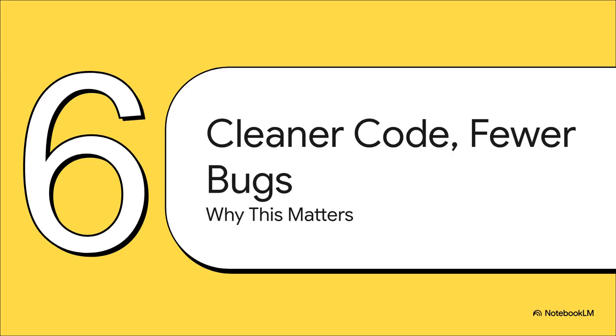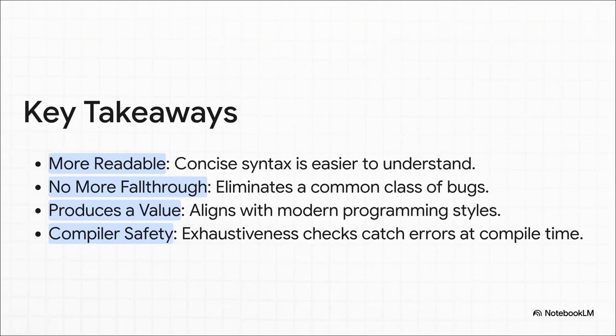So, let's bring this all together. Why does this evolution of the switch statement actually matter to you in your day-to-day coding? Let's just run through the key takeaways. First, the syntax is way more readable, which makes maintaining code so much easier. Second, it completely eliminates that whole class of fall-through bugs by its very design. Third, because it produces a value, it fits perfectly with modern functional programming styles. And maybe most importantly, it leverages the compiler to make your code safer by catching errors before you even run it. It's a huge, huge win for Java developers.